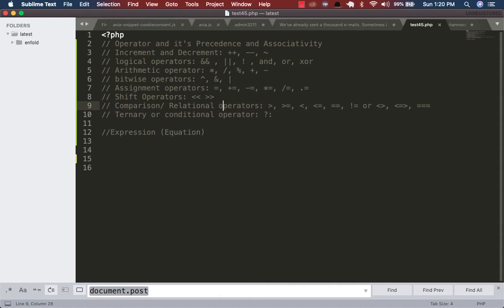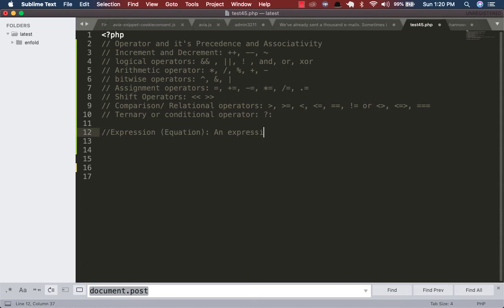Next are comparison or relational operators. This one is greater than, greater than or equal to, less than, less than or equal to, not equal to, strictly equal to. This one is again strictly not equal to. So first let me clear up the expression. What is an expression?